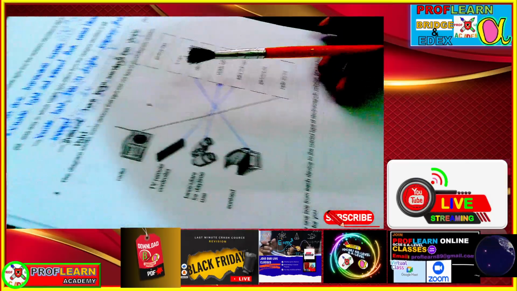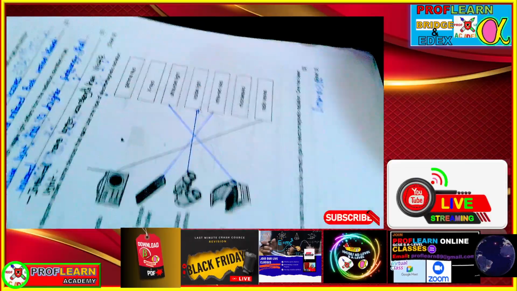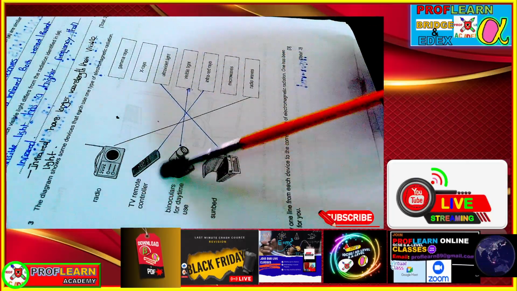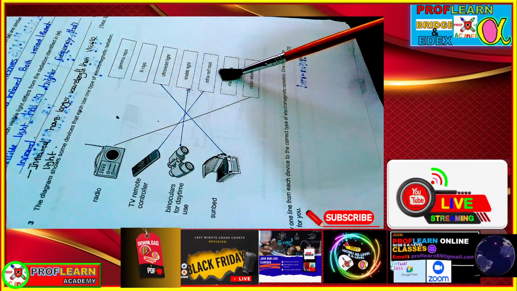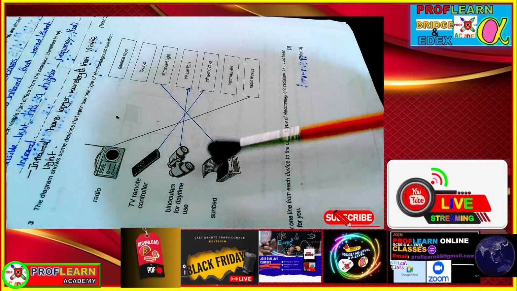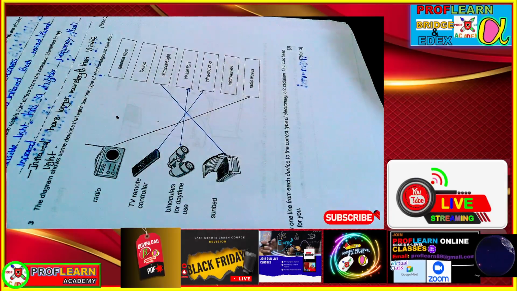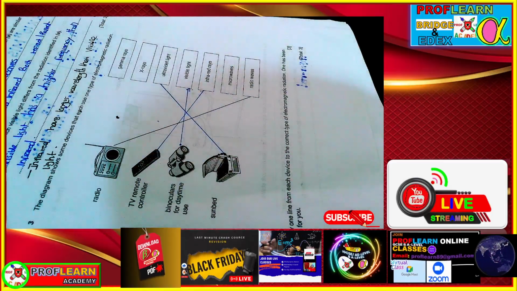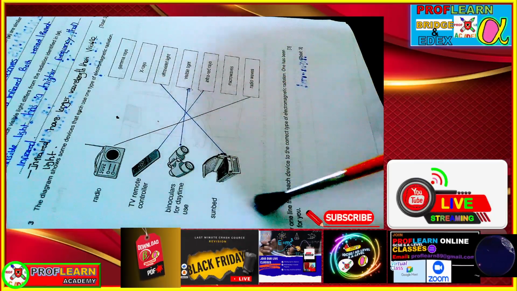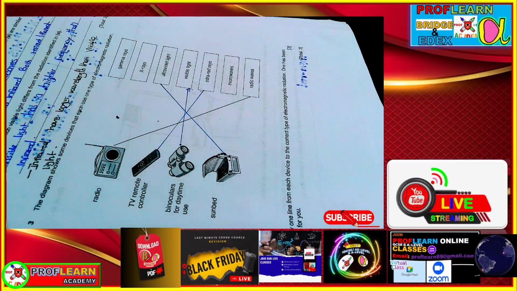The next bit is whereby you are supposed to match each item with the electromagnetic radiation that is used. For instance, radio uses radio waves. Remote controls use infrared. If we are talking of binoculars, you cannot use binoculars if there is no visible light, guys. So that's what you need to remember there. And also, if we are talking of sunbeds, you use what we call ultraviolet light.